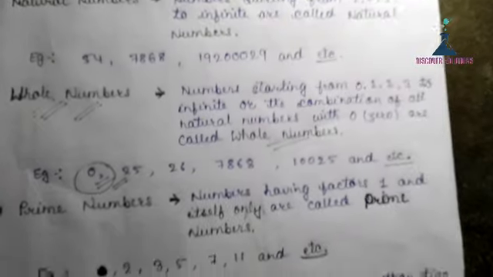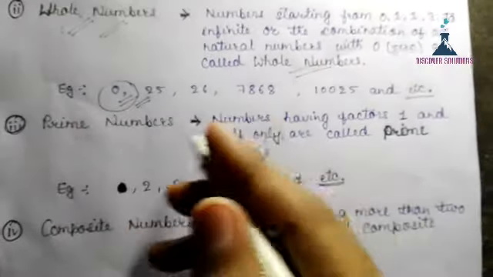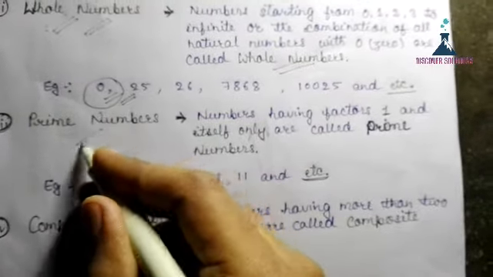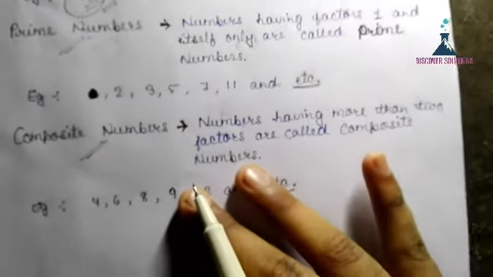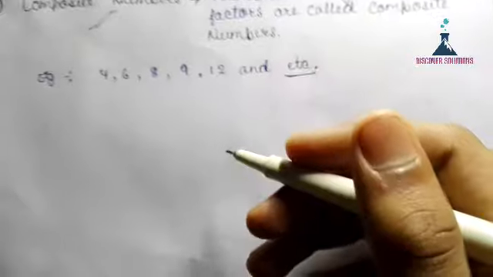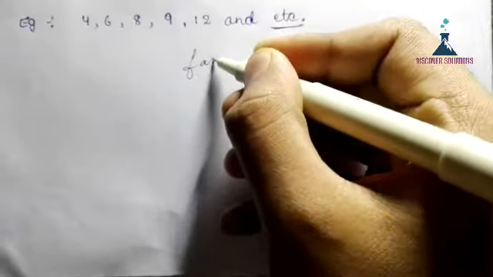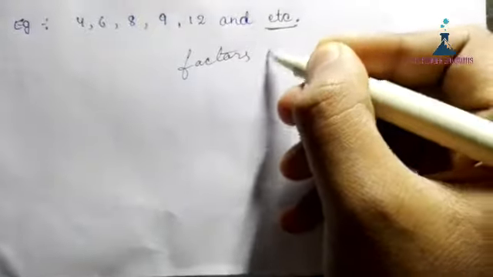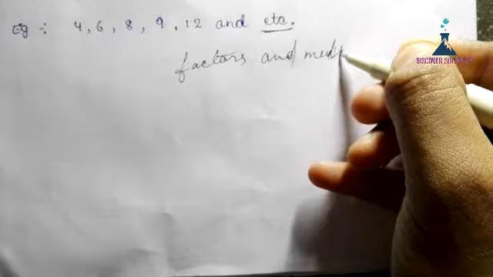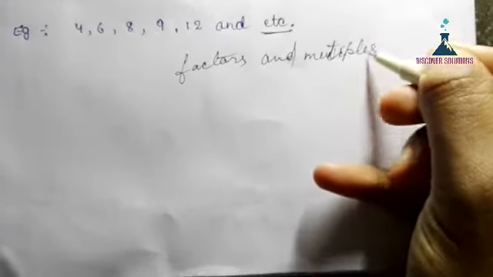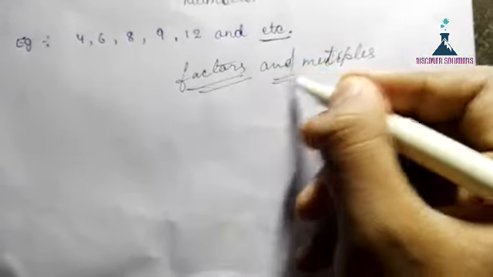So now friends, let's move forward towards two more types of numbers, that is prime numbers, and the second one is composite numbers. Before moving forward, first let me make you understand the concept of factors and multiples. So friends, let's understand these two terms, factors and multiples.